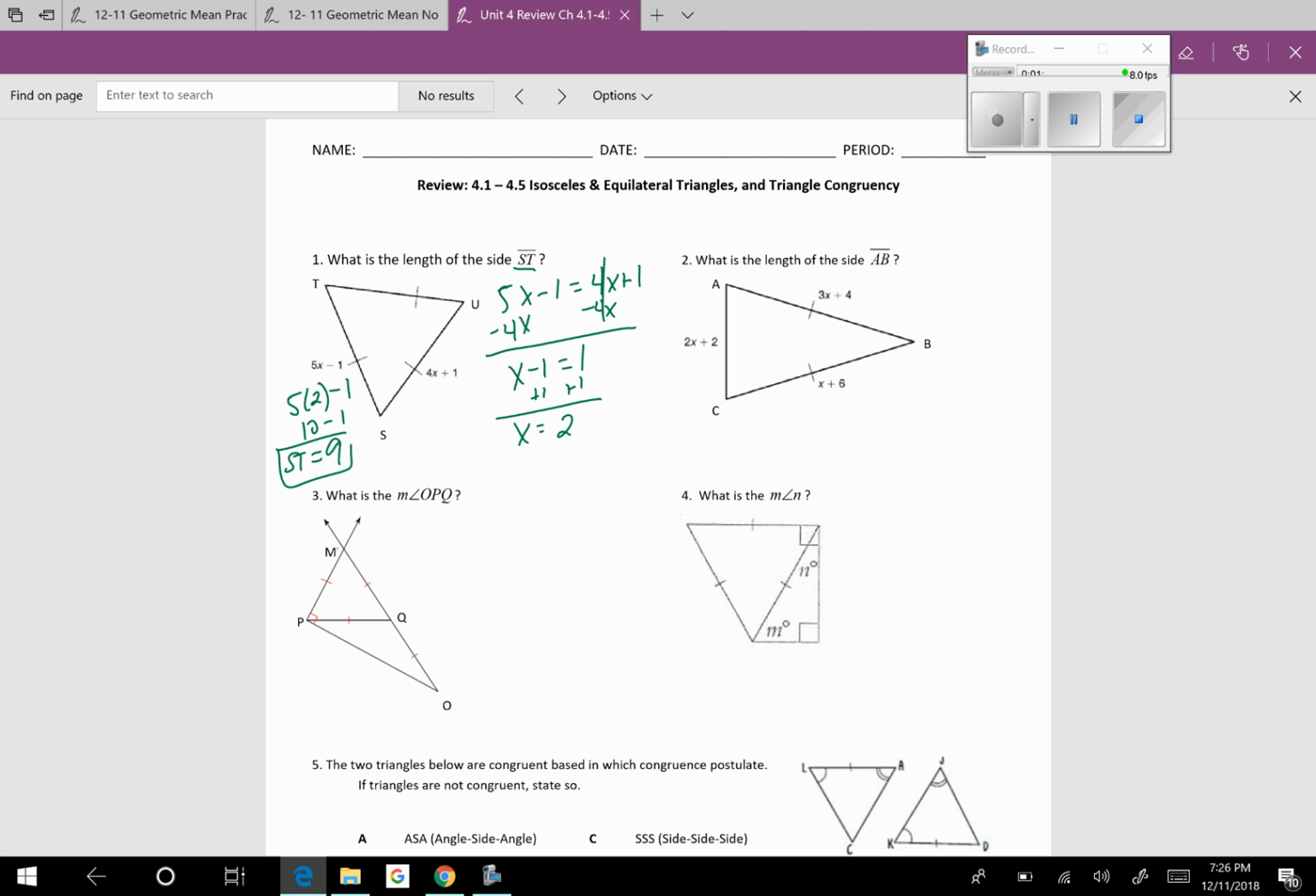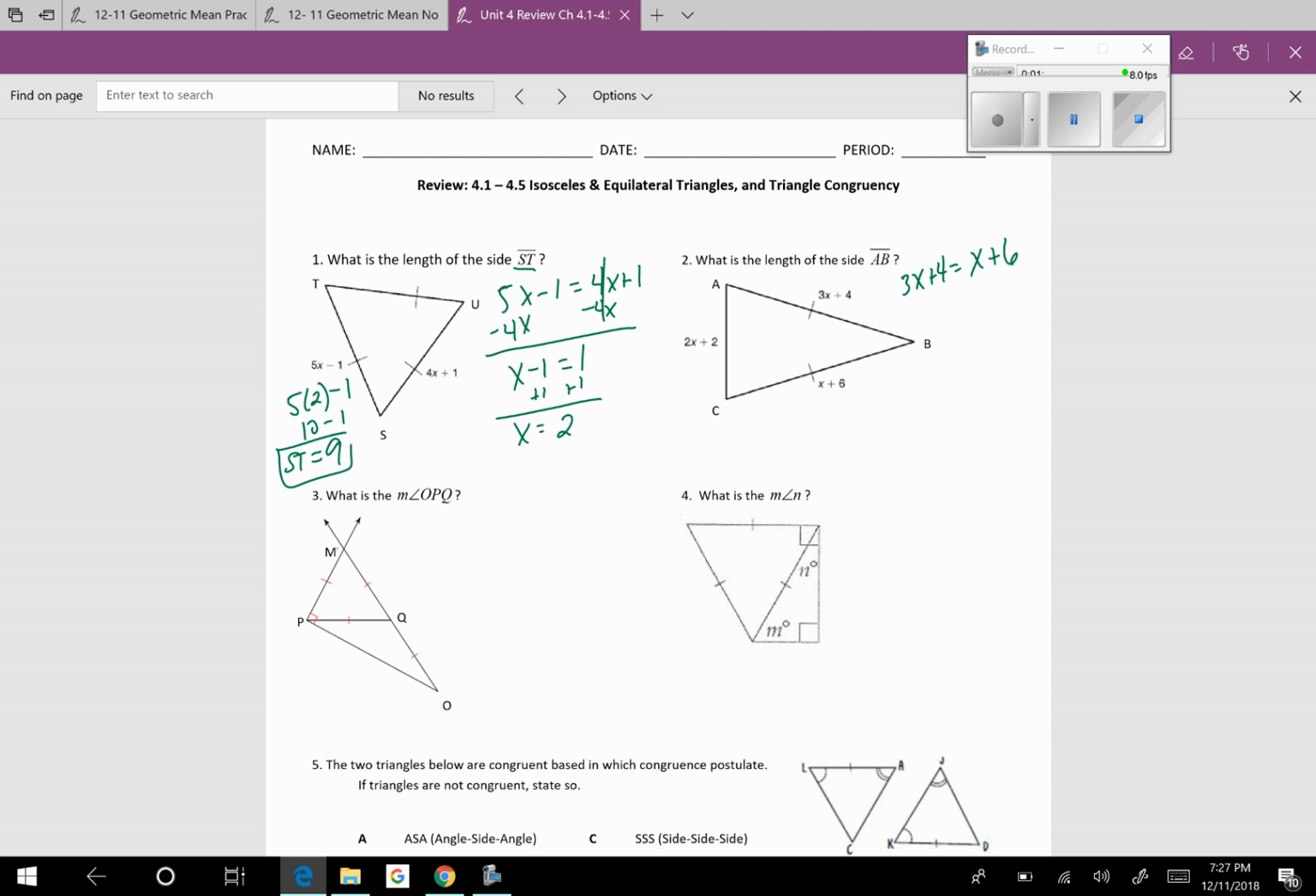So now over here, it says, what is the length of side AB? For AB, it's this one here, and we see it has one tick mark, so we look on the other side that also has one tick mark, and those are going to be equal to each other. So we have 3x plus 4 is equal to x plus 6.